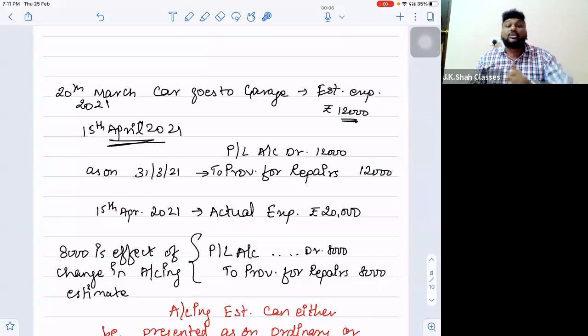Now, some people will say you should have created a provision directly for 20,000 in the last year. But as per that situation, 12,000 was more than enough. So I created 12,000. But now the actual bill is 20,000. So is it my mistake? No. It is not your error or omission.